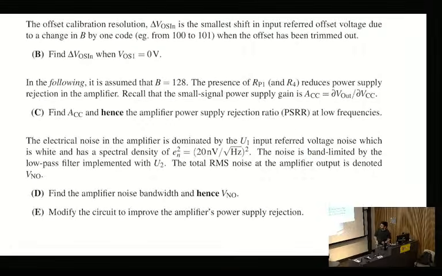Cool. So next question. So the electrical noise in the amplifier is dominated by the U1 input referred offset voltage noise, which is white and has a spectral density of that value. The noise is band limited by the low pass filter implemented with U2. The total RMS noise of the amplifier output is denoted Vn0. Find the amplifier noise bandwidth and hence Vn naught.